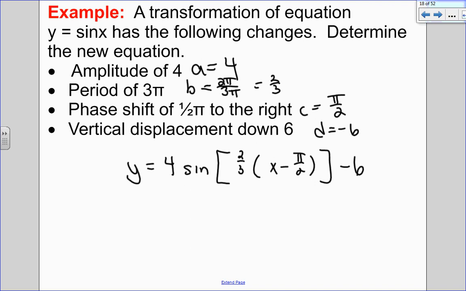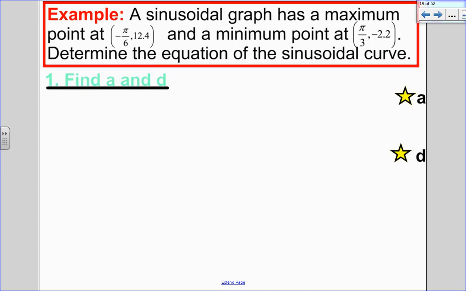Okay, let's look at another one here. So this one here, I have a sine graph, and it's giving us a max and a min point. I want to determine the equation of the curve. So to find the equation, we just have to find the parameters A, B, C, and D. So whenever I do these, I always start with A and D first. So I'm given that the maximum is 12.4 and the minimum is negative 2.2. So I can use those formulas that I have for A and D to figure that out.